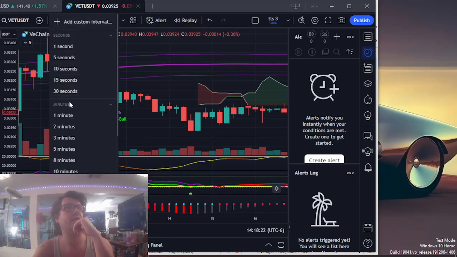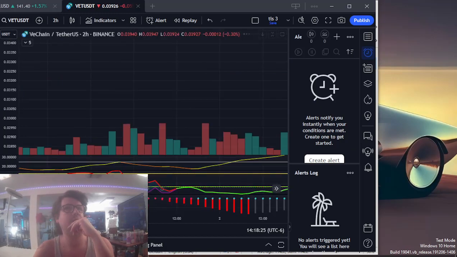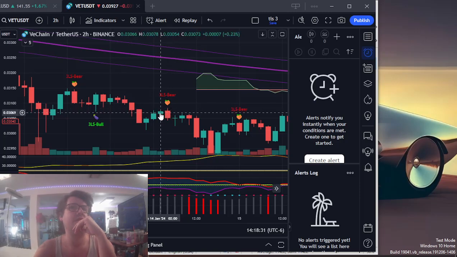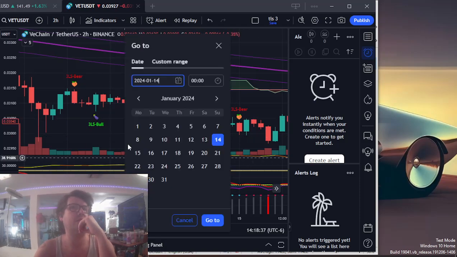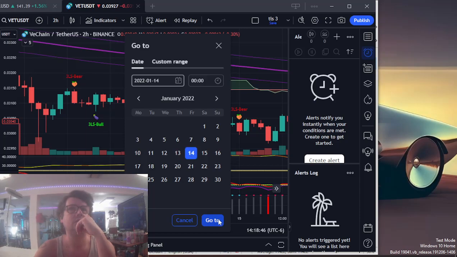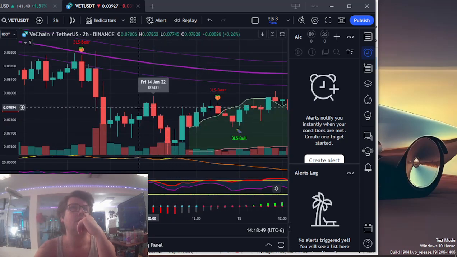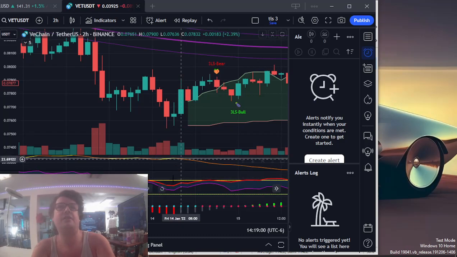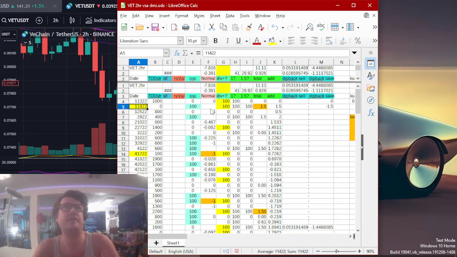Oh, we need the 2 hour charts. There we go. So 14.0. Oh, this is 24. We need 22. Yeah, we're going way back. Yep, there it is. So that is above 50, so that'd be a 0. This would be 100, and for a short below the yellow line, that would be 200. So this is in the range, which is nice.